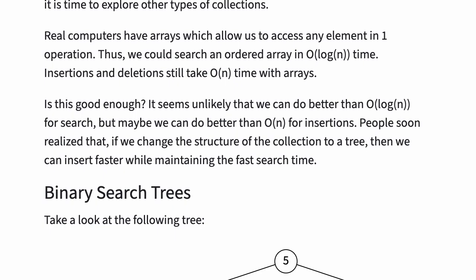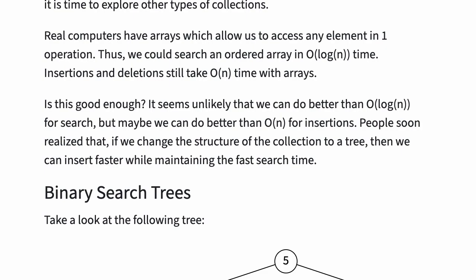Real computers have arrays, which allow us to access any element in one operation. Thus, we could search an ordered array in O of log n time. Insertions and deletions still take O of n time with arrays. Is this good enough? It seems unlikely that we can do better than O of log n for search, but maybe we can do better than O of n for insertions.